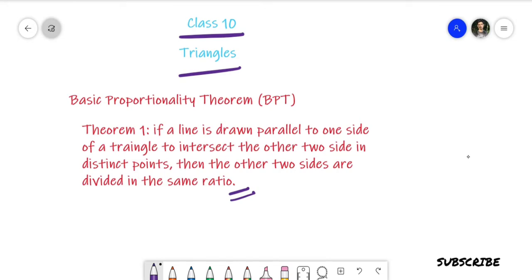So they are saying, okay, a triangle. Let us draw a triangle first. This is a triangle. If a line is drawn parallel to one side of the triangle, this is one side of the triangle, so I'm going to draw a line to intersect the other two sides in distinct points. So as we can see, it intersected in distinct points. Intersect means it crosses. The other two sides in distinct points, then the other two sides are divided in the same ratio.